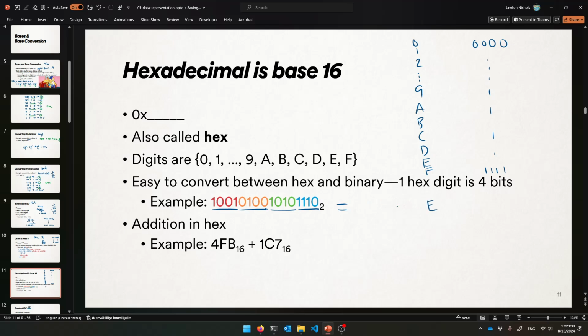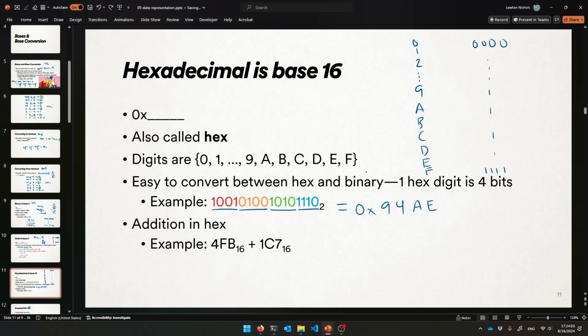So that's an E on the right. And what's this? This is 8 plus 2, so 10. And we know that the hex digit for that is A. And then this one is just 4. And then this one is 8 plus 1, or 9, and the normal hex digit for that is 9. And so to enter that into a computer, you say 0x94AE.